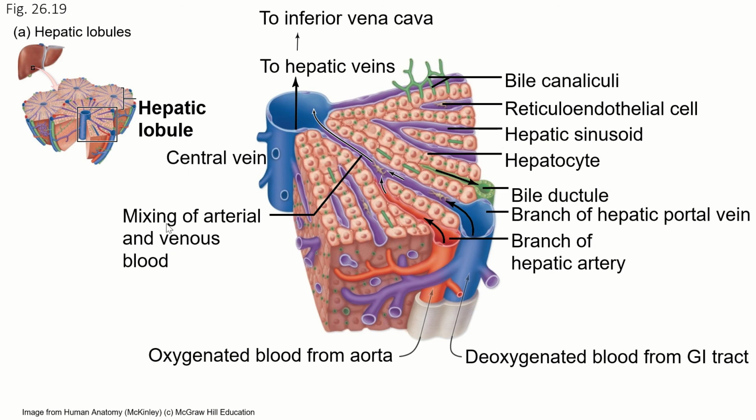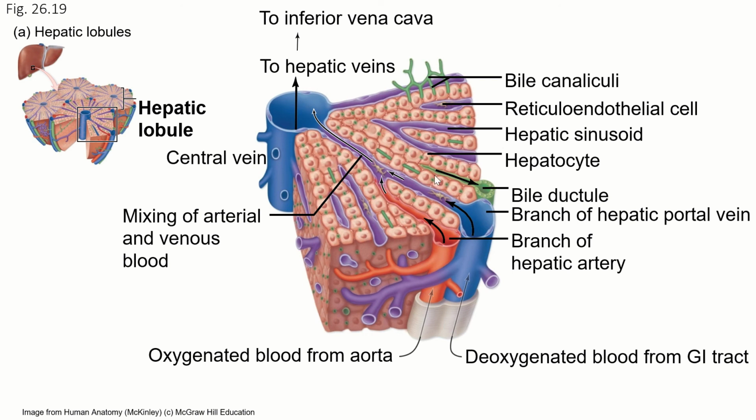So here is a close-up on a portion of the lobe. These three together are called the portal triad. So it's the branch of the hepatic portal vein, the branch of the artery, and then a bile ductule. Because remember, one of the functions of the liver is to make bile.